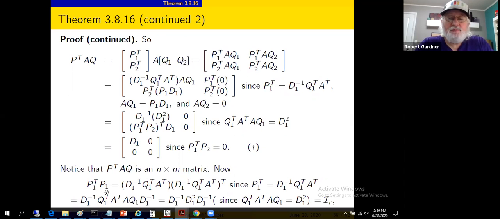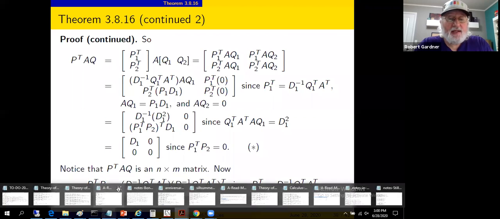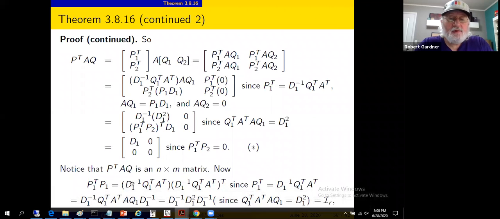P1 transpose P1. We had P1 transpose. Let's see. Here it is right here, defined as this. So here's the P1 transpose. Transpose that to get P1 itself. So that'll produce this. As given above, let's see, that equals, let's just drop the parentheses. That's all we've done from here to here.